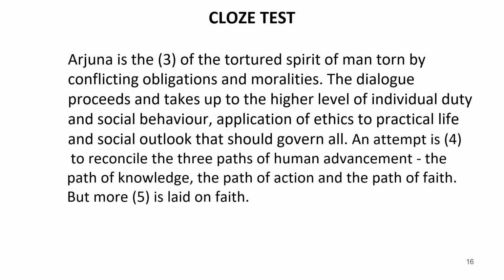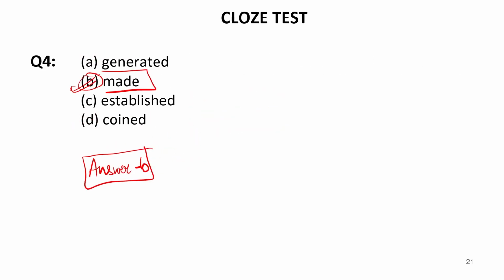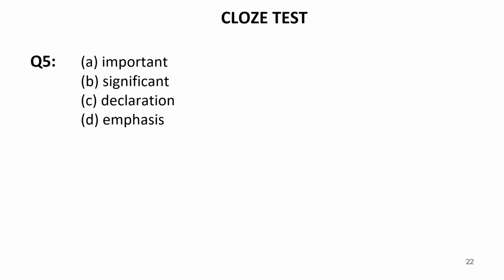So the fifth blank is the path of knowledge, the path of action, and the path of faith. But more dash is laid on faith. Now here it is written laid. It means there is some stress or emphasis that has been laid. Now let us come to the options of the fifth blank. First is important, significant, declaration, and emphasis. Now, the word which came to our mind while we were reading the passage, we can see that particular word over here as well. So, emphasis will be the correct answer. Therefore, our answer will be D.